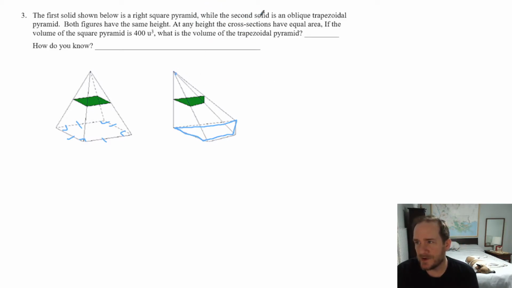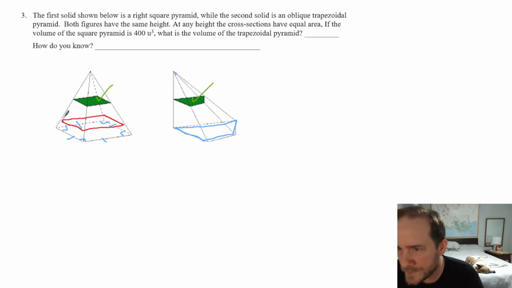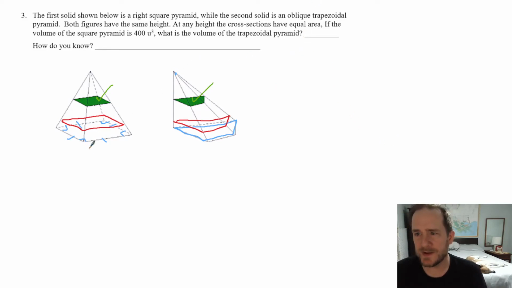So instead of this thing standing straight up and down, it's kind of pulled off to the side, right? At any height, the cross sections have equal area. Aha. That's the main thing for Cavalieri's Principle. This green equals this green. And it says at any height. That's true. So again, it's saying, even if we drop down low and got this big red square, and if we drop down low and got this big red trapezoid, well, the red would equal the red, just like the green equals the green.